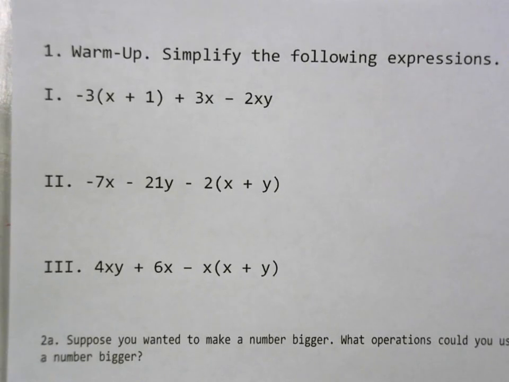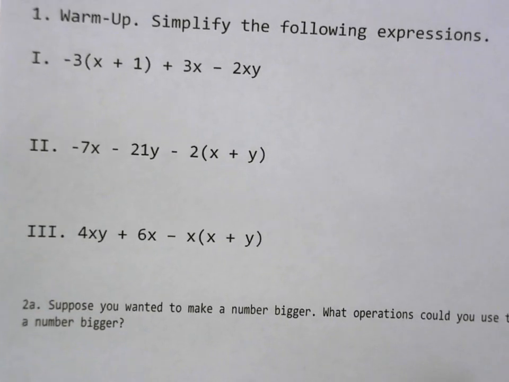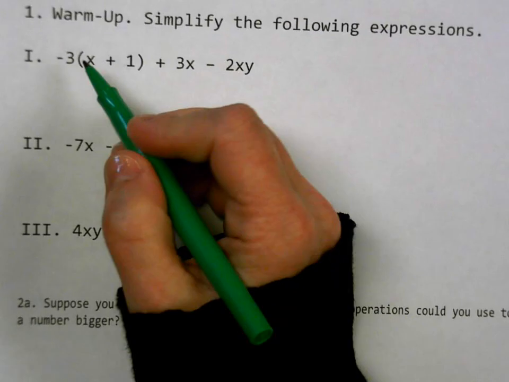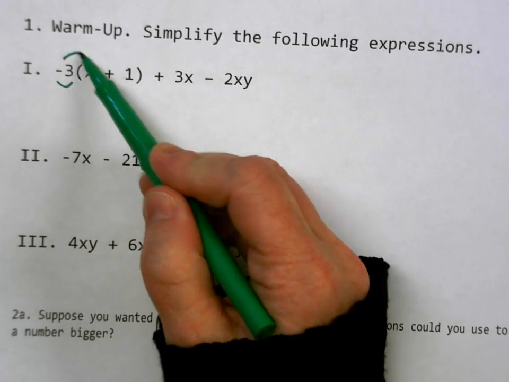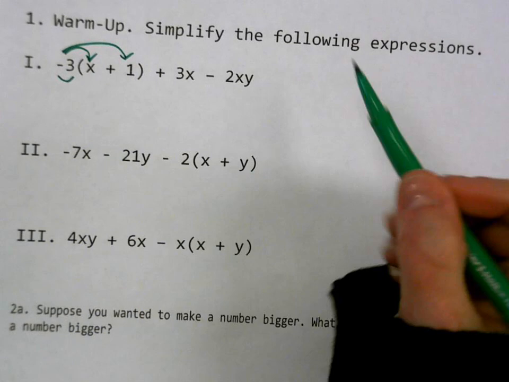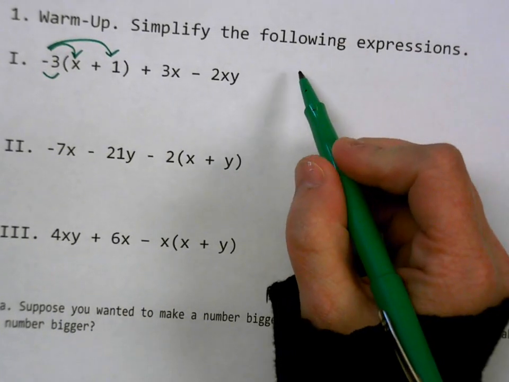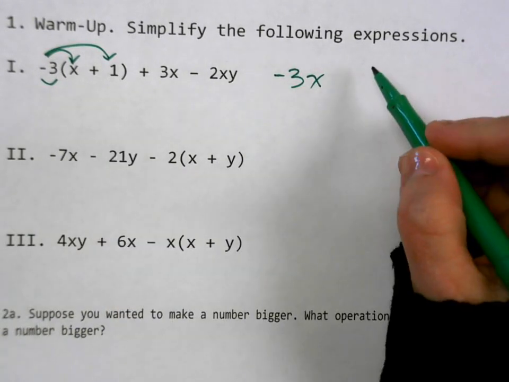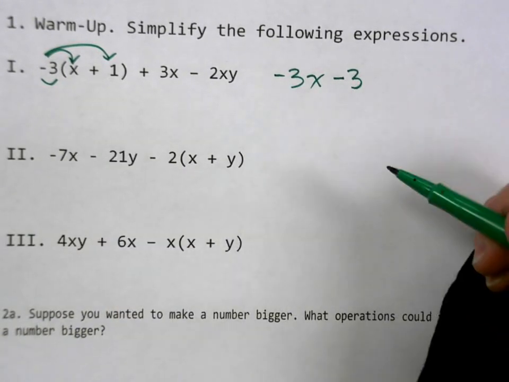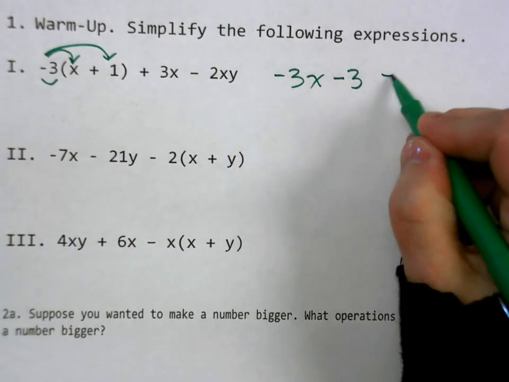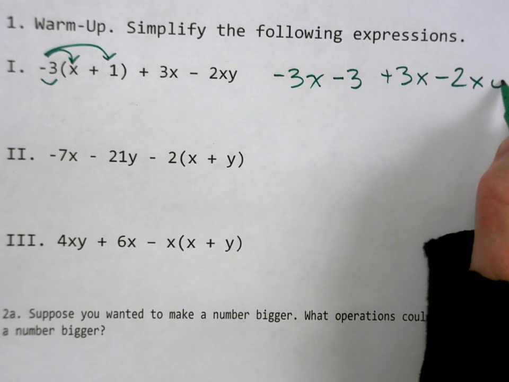You've got to get rid of the parentheses first, right? So how do I get rid of this parentheses? What do I need to do? Multiply by -3, distribute it to everything there. So -3 times x is what? -3x. -3 times 1? -3. Does this -3 change any of this? No. So plus 3x minus 2xy.